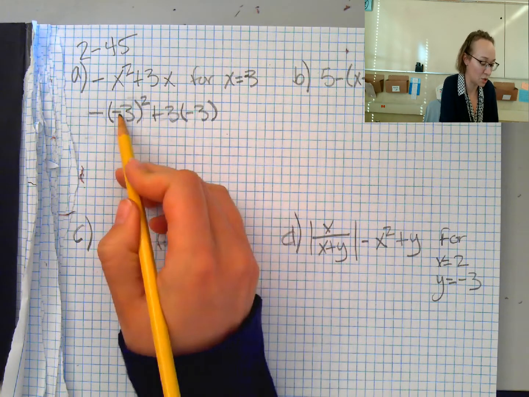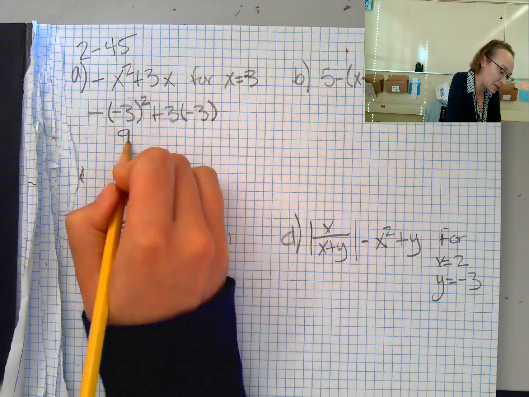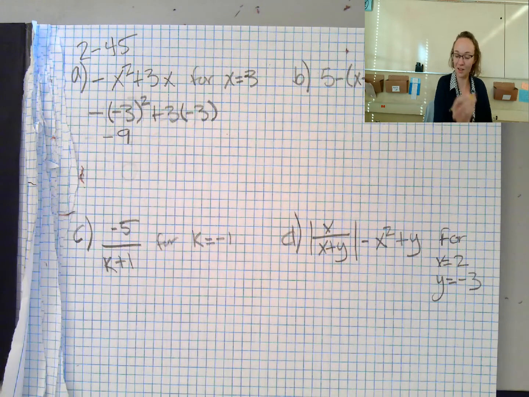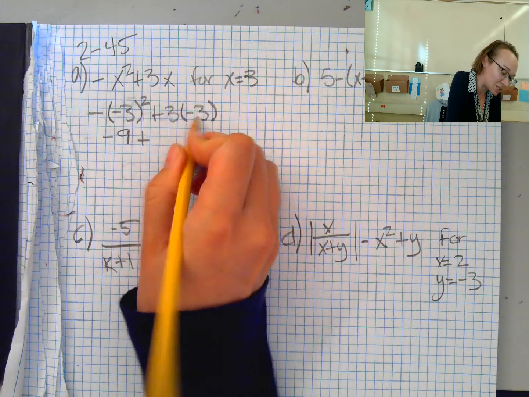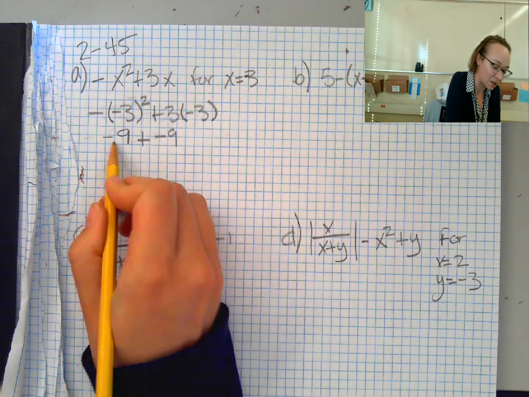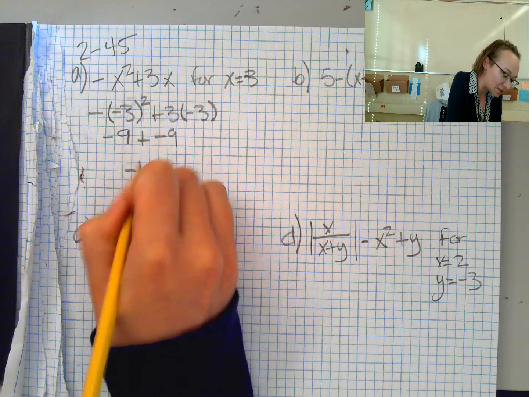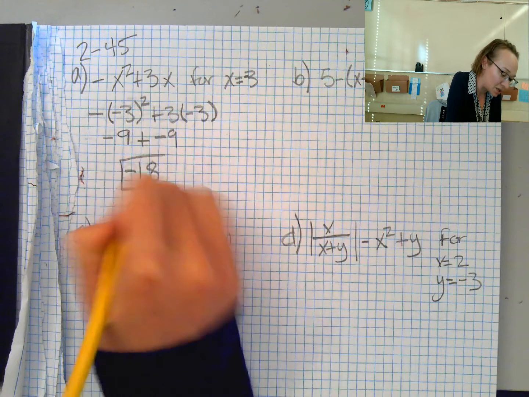So negative 3 squared is a positive 9. Still has that negative on the outside because the negative happens after the square in the order of operations. I'm going to add that to 3 times negative 3, which is negative 9. Negative 9 plus negative 9 is negative 18.